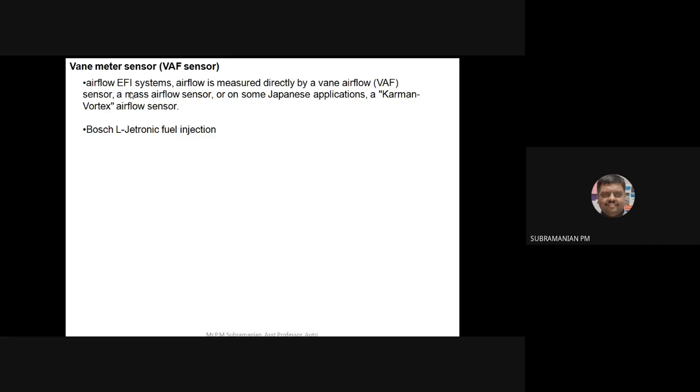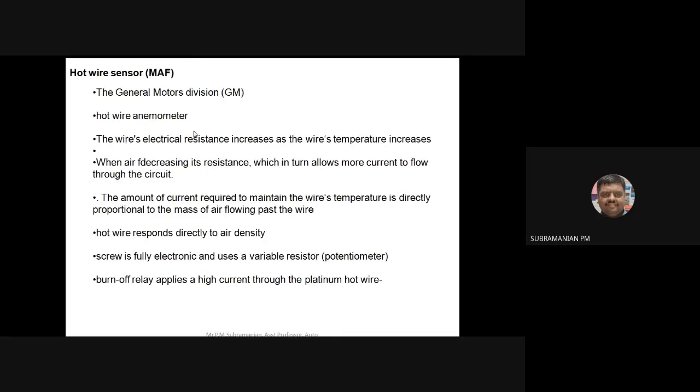this sensor is used in the Karman Vortex airflow sensor. It can be called a Karman Vortex. That is the vane meter; this principle is used in Karman Vortex. And in Bosch L-Jetronic fuel injection, I am using this sensor. These are some additional points, that is the application of the vane meter sensor, where I am using it. In Bosch I am using it in L-Jetronic, and in Japanese applications, Karman Vortex. I am not going to discuss both of these because we will be seeing them later. Just remember the application.